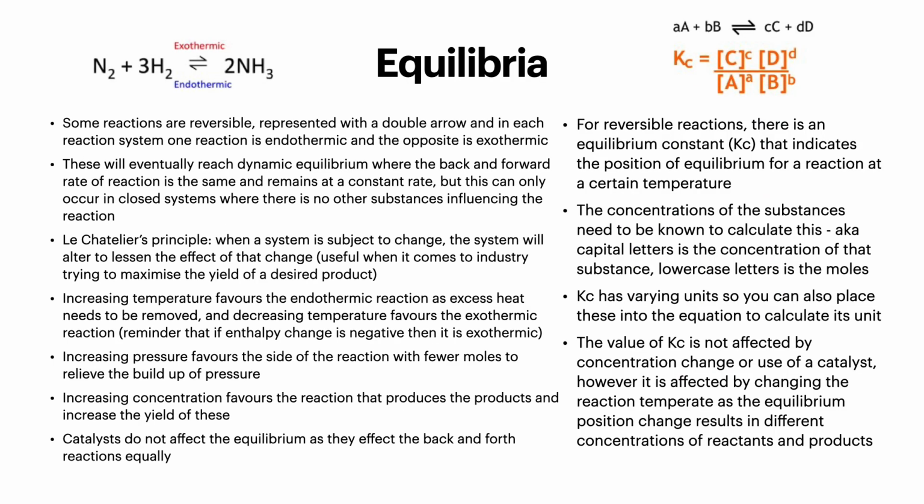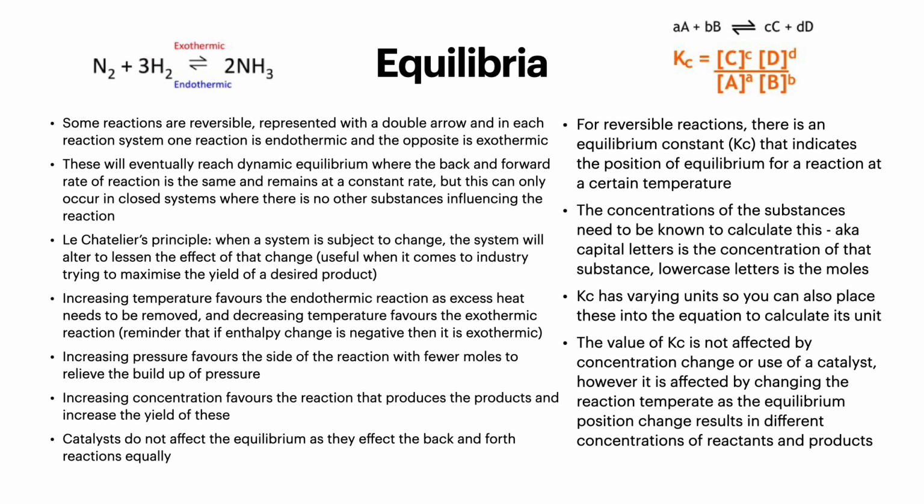Then we have equilibria. Some reactions are reversible, represented with a double arrow, and in each reaction system, one reaction is endothermic and the opposite is exothermic. These will eventually reach dynamic equilibrium, where the back and forward rate of reaction is the same and remains at a constant rate, but this can only occur in closed systems where there is no other substances influencing the reaction.